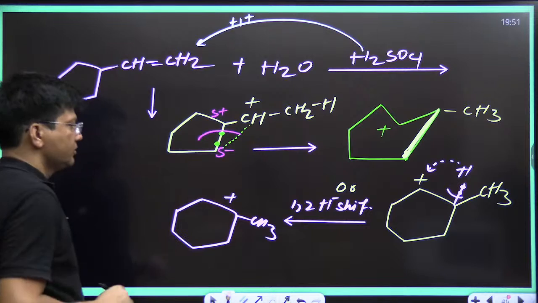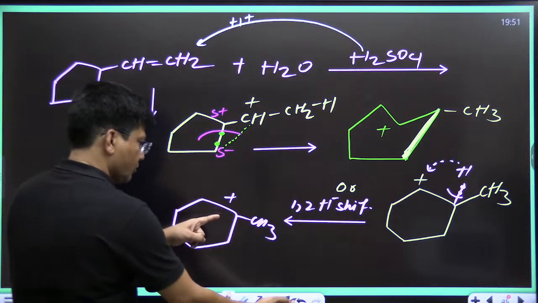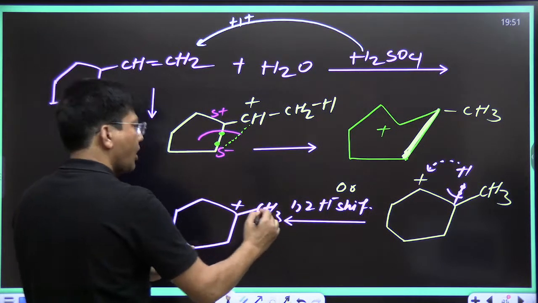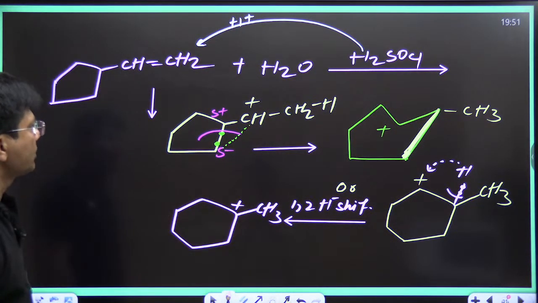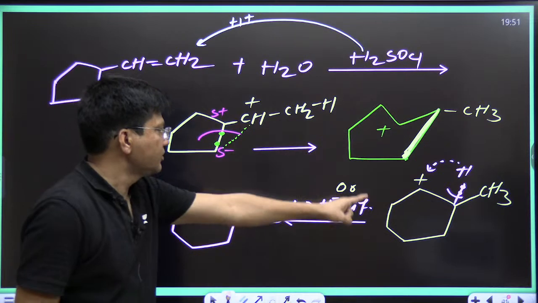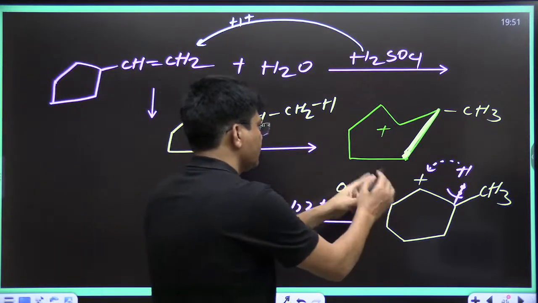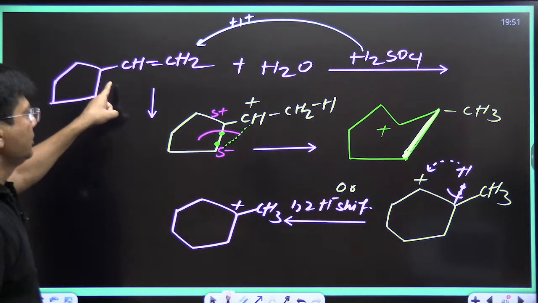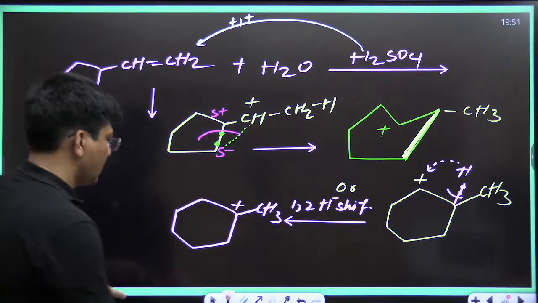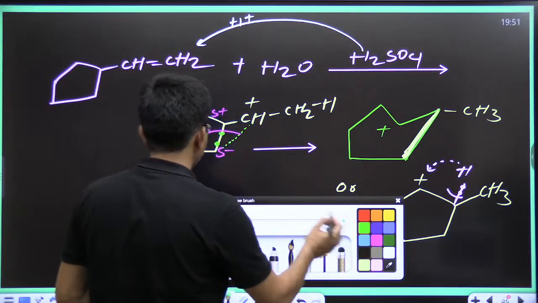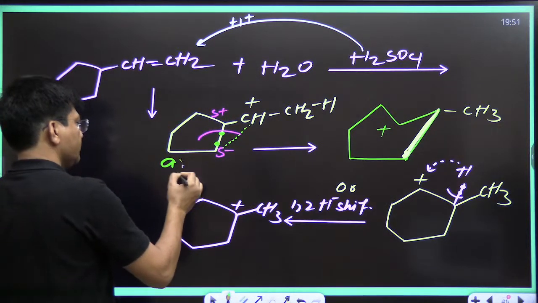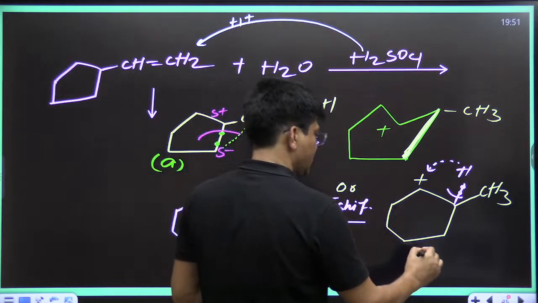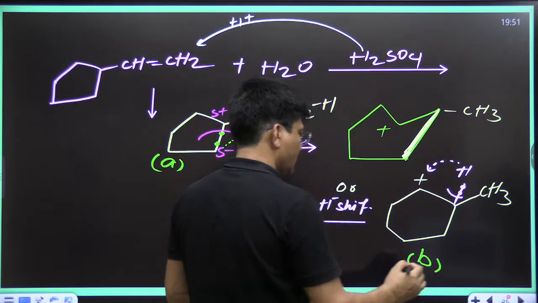Now my dear friends, the plus charge is over here on the same carbon. Now my dear students, how many types of carbocations did you get? 1. This is the same, either you can write like this or this. 1, 2, 3. Which one is 3? This one. Let me write it down, otherwise you will forget. A, ring expansion. B, C.